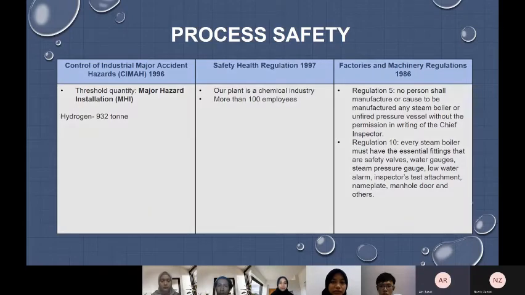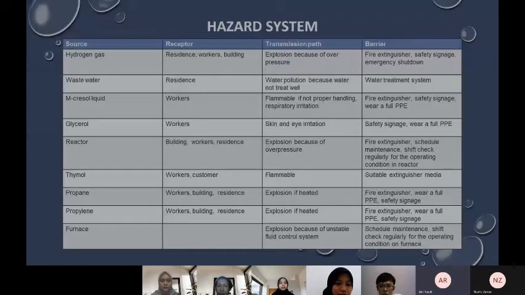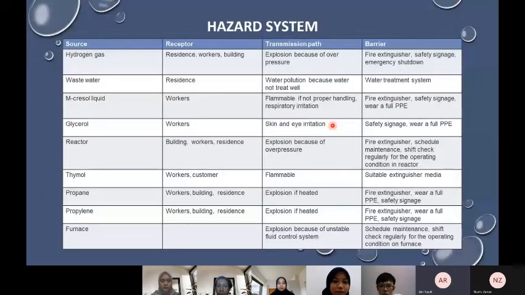For hazard system, source, receptor, transmission paths and barriers are identified in our process, where the sources are the equipment and components for our process, while receptors are residents, workers, customers and buildings.